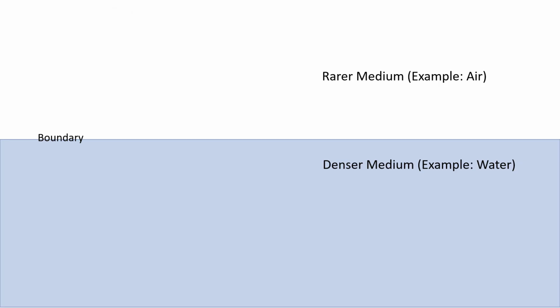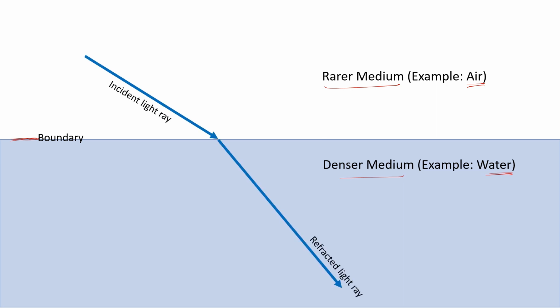Now let's take an example. Here the rarer medium is given, which is taken as air, and the denser medium is water. This is the line, this is the boundary. Now observe what happened. The light is falling on the boundary, and the bending has taken place. The better word, instead of bending, is refraction. Refraction of light has taken place.